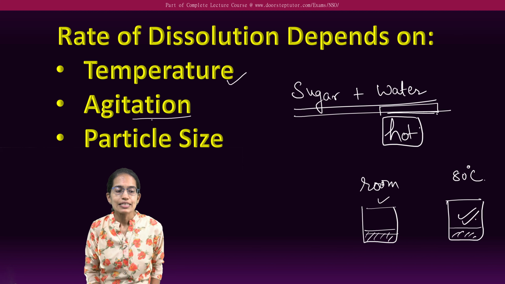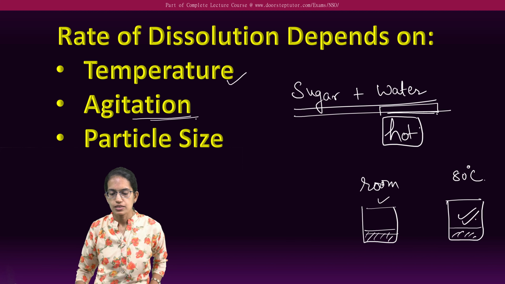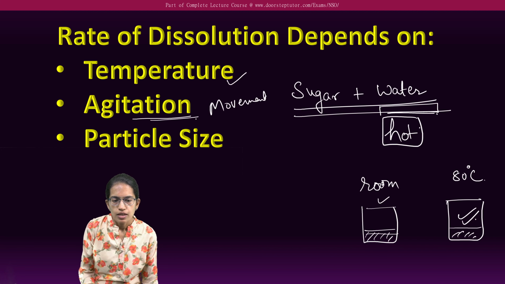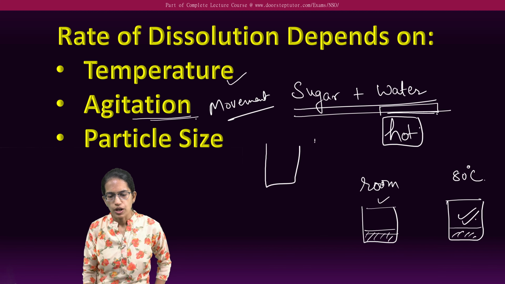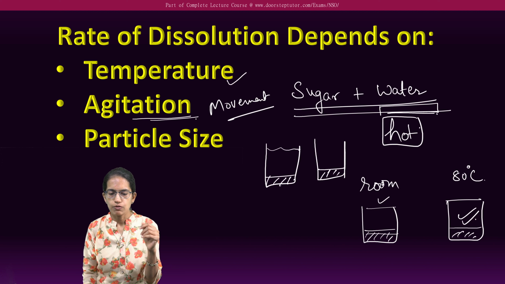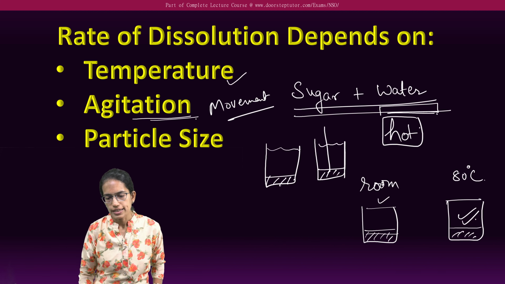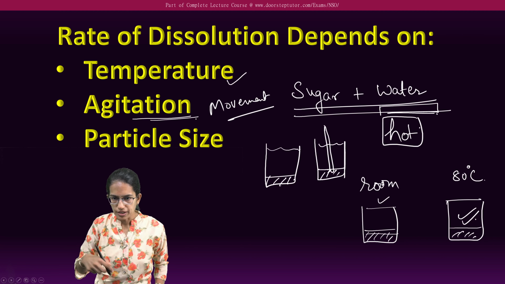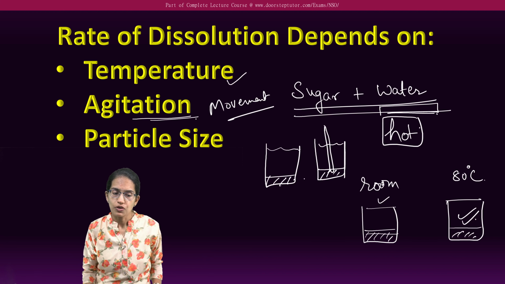The next is agitation. Agitation means movement in simple terms. That means, let's say I take two flasks, both at room temperature only, and this is the amount of sugar in both. Now, in one I just fill water and wait for the sugar to dissolve. In another I fill water and take a stick, and with the stick I keep it moving in the water. So what would happen? This would dissolve faster.